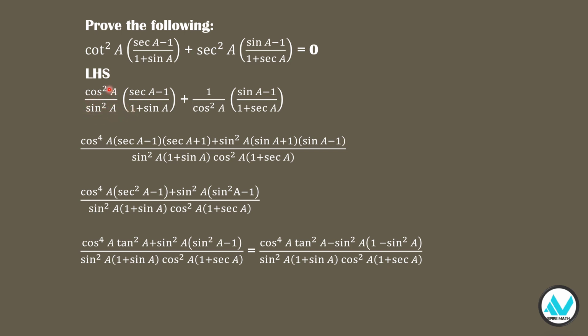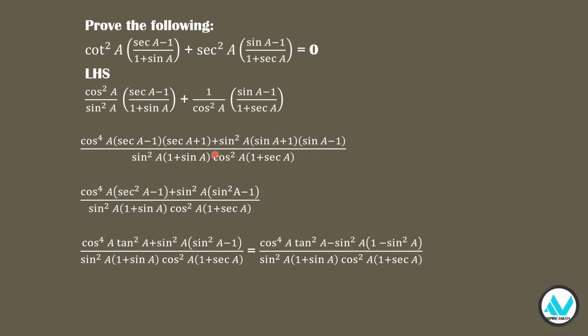So cos square a into cos square a gives me cos power 4a into (secant a minus 1) into (secant a plus 1). Here I do not have sin square a and 1 plus sin a. So sin square a into (sin a plus 1) into (sin a minus 1) by the denominator.